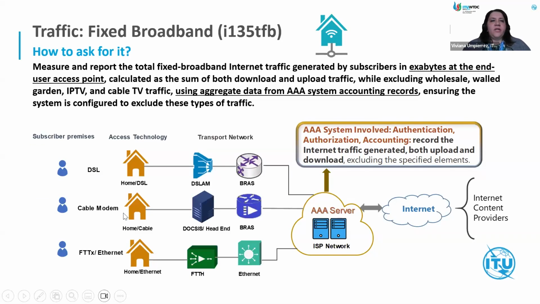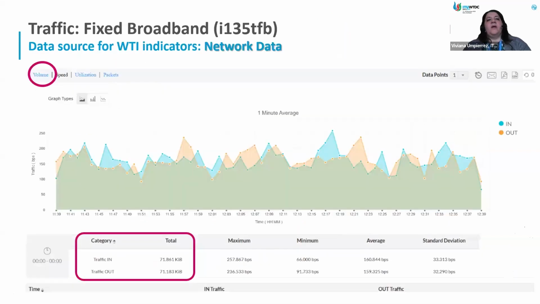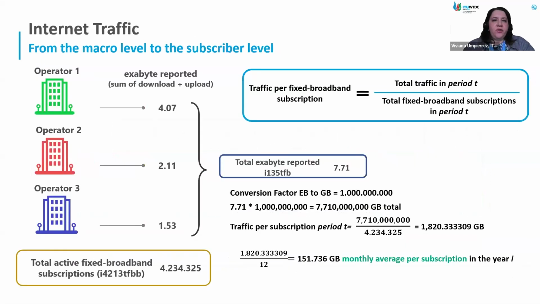Here is the wording, in case you find it useful, for how to ask for this traffic. So it's the definition of the traffic, using aggregate data from the AAA system accounting records, which I have shown, is the system that is here at the entrance of the ISP network. The same figure that I showed you before.